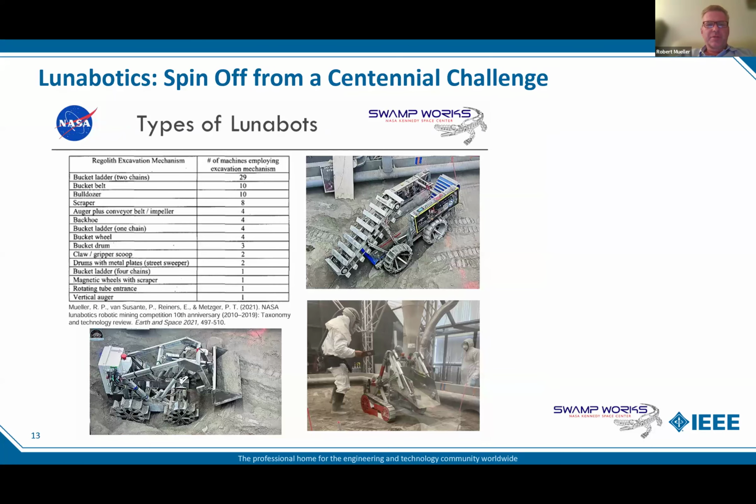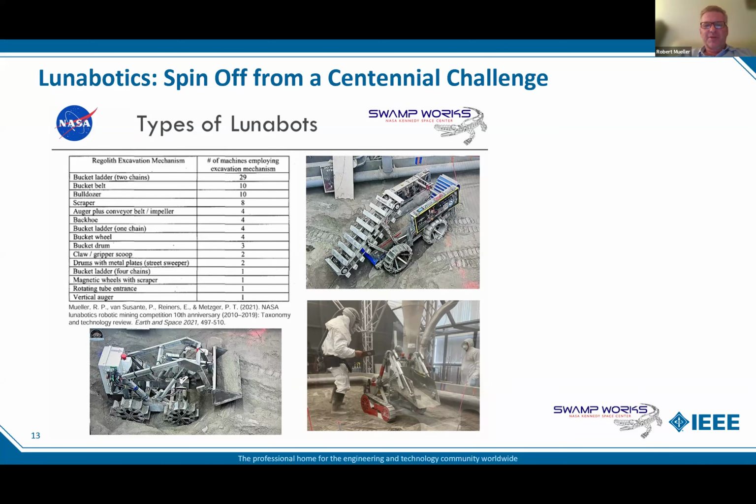The types of Lunabots that show up, we did a little inventory, and typically it's the bucket ladders that show up. Bucket ladders, bucket belts, bulldozers, scrapers, those are the most popular machines. And you'll see an example of each on the screen here. This is kind of democracy, the teams are voting with their robots, and most of the teams think that the bucket ladder is the way to go.